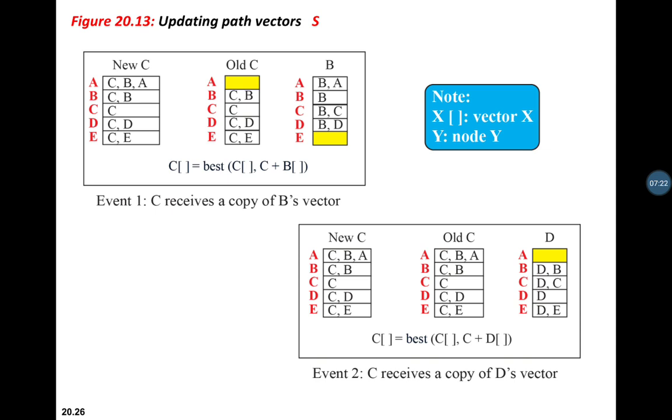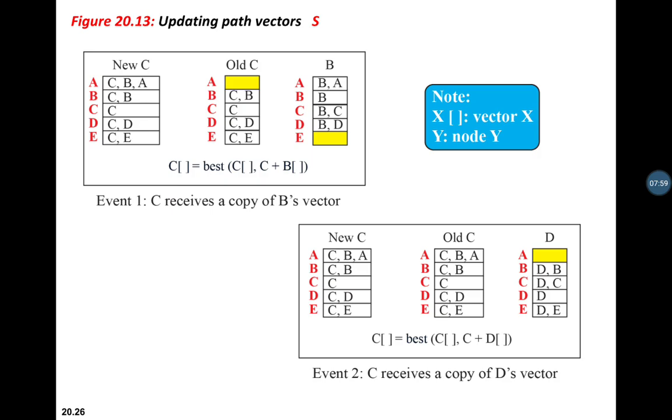Now here you can see the path vector of node C after two events. So you can see two figures here. First is event 1, where node C receives a copy of B's vector, because of which it improves its vector. C will be updated. So what happens when it receives B's vector? It will get to know that here, through B from C, we have a path to A that will be updated.